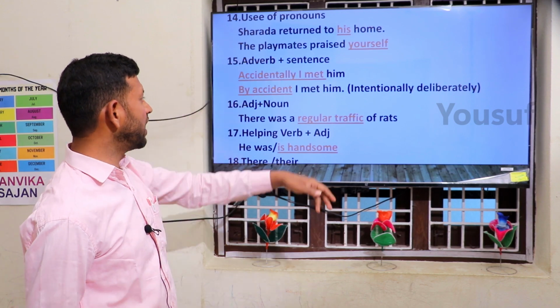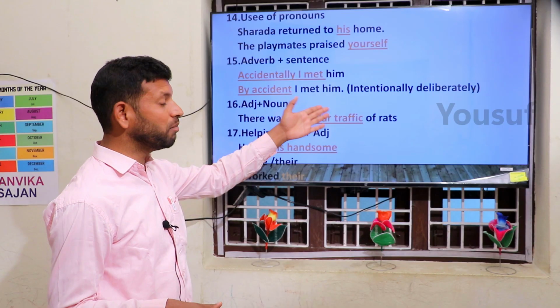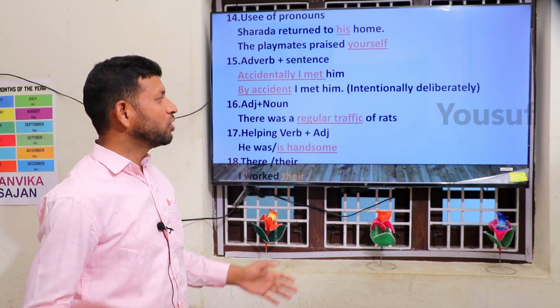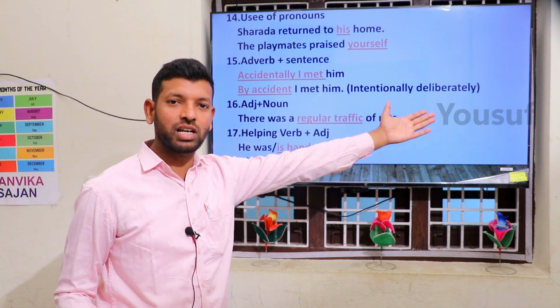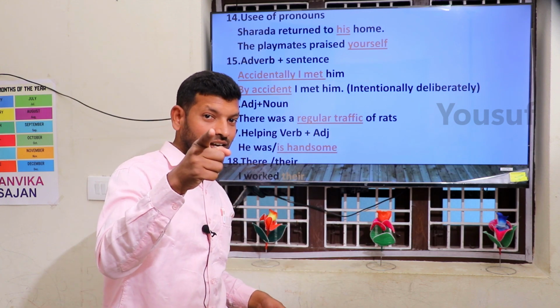So adverb plus sudden. Accidentally I met him. It's okay. Then another one is by accident I met him. You can't say "by accidentally I met him." So intentionally, deliberately are also keywords to use. I think you are understanding, right?